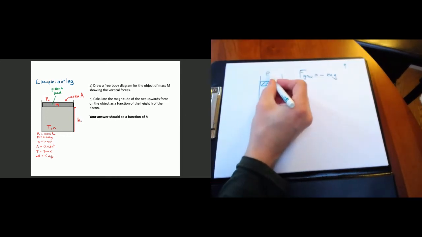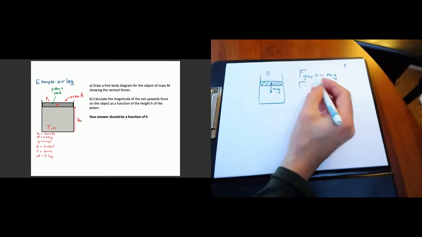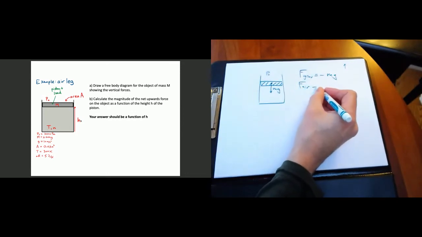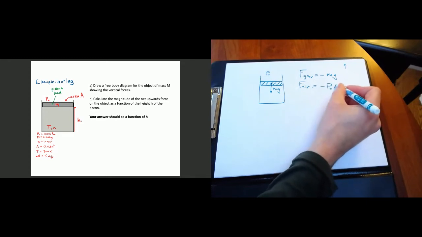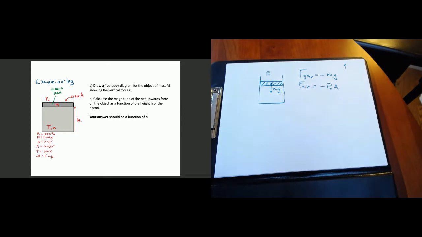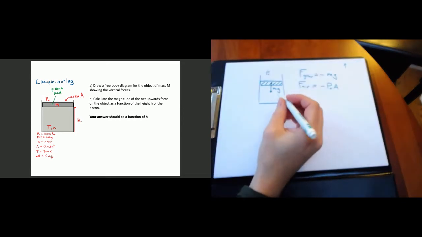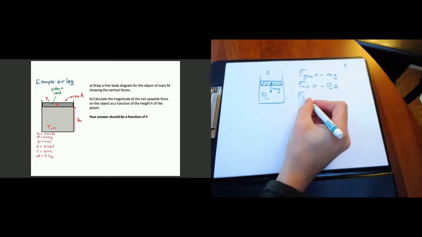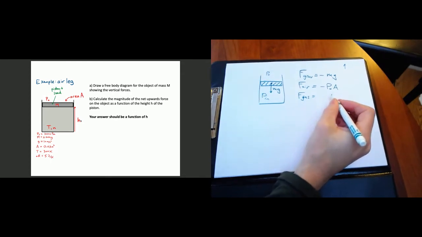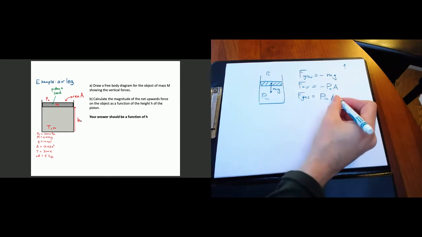Second force is another downward force coming from the outside air. It also doesn't depend on the height of the piston. It's just the air pressure outside times the area of the piston. And then the third force is coming from the pressure of the gas inside. Let's call that F gas. That's an upward force, and it's equal to the pressure of the inside gas times the area.